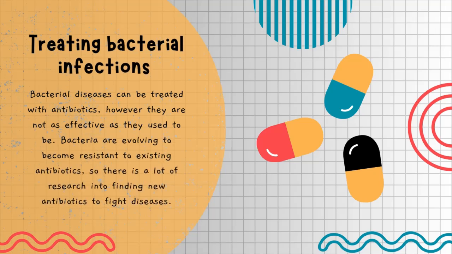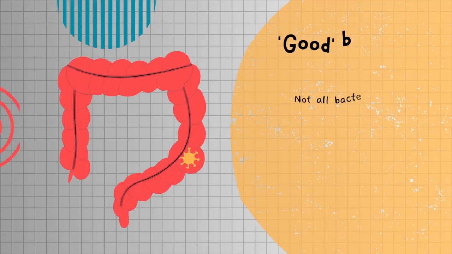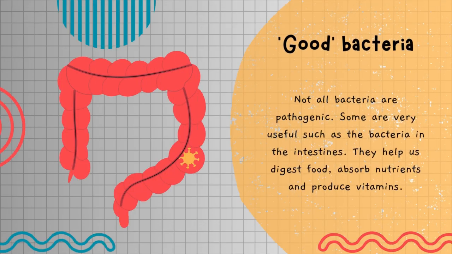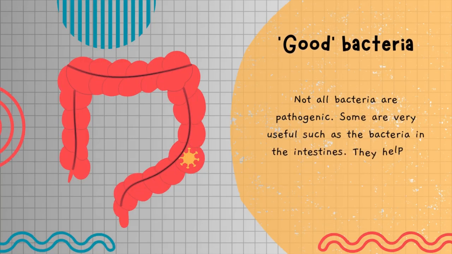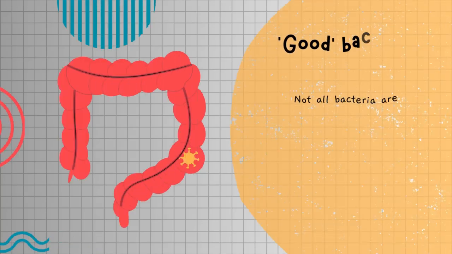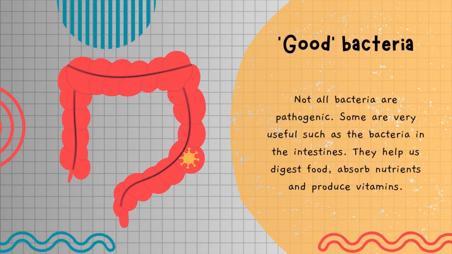Good bacteria. Not all bacteria are pathogenic. Some are very useful, such as the bacteria in the intestines. They help us digest food, absorb nutrients and produce vitamins.